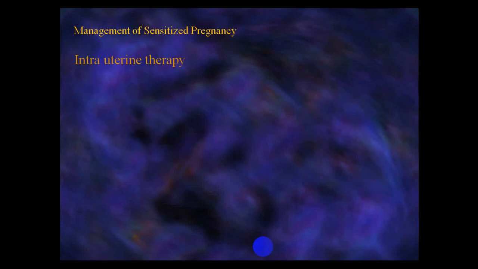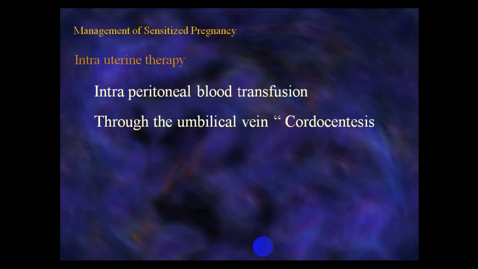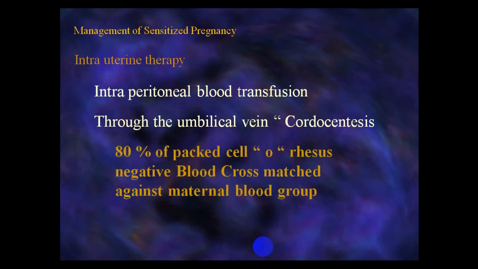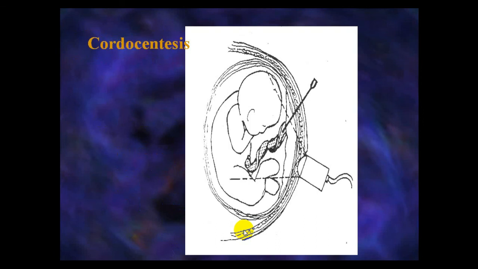Another method of treatment here is intrauterine therapy: intraperitoneal blood transfusion through the umbilical vein by chordocentesis, with 80% packed RBC of O Rh negative blood cross-matched against the maternal blood group, free of infection and fresh. This is the criteria of the blood that will be transfused for the intrauterine fetus.